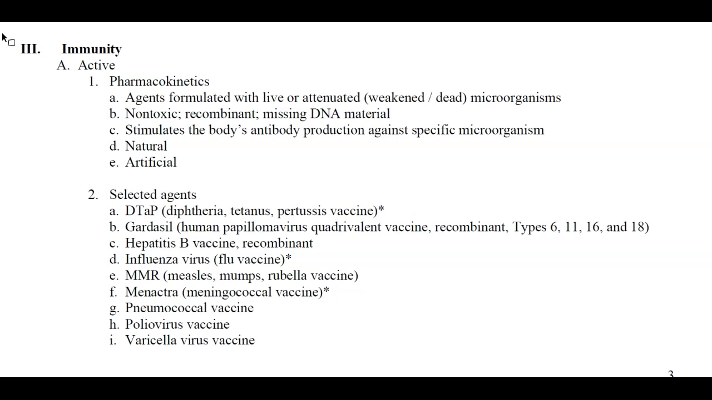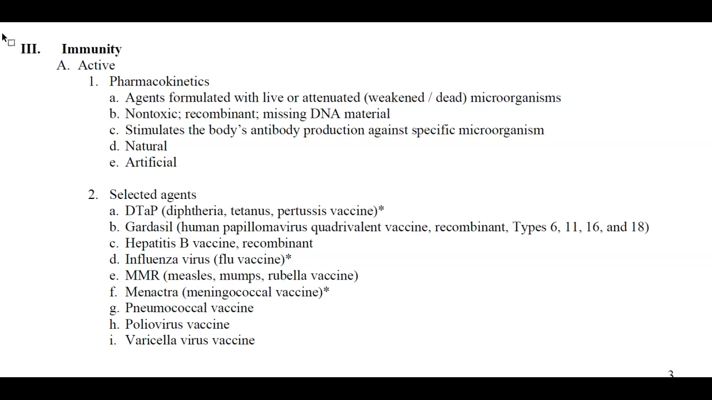We are talking about formulating vaccines. So these are non-toxic, so we can use recombinant DNA wherein we alter the DNA material so it's not a full DNA, so it can have some missing stuff. That way it doesn't have that same toxicity or even same severity when a person is exposed to this material. Active immunity stimulates the body's antibody production against specific microorganisms.